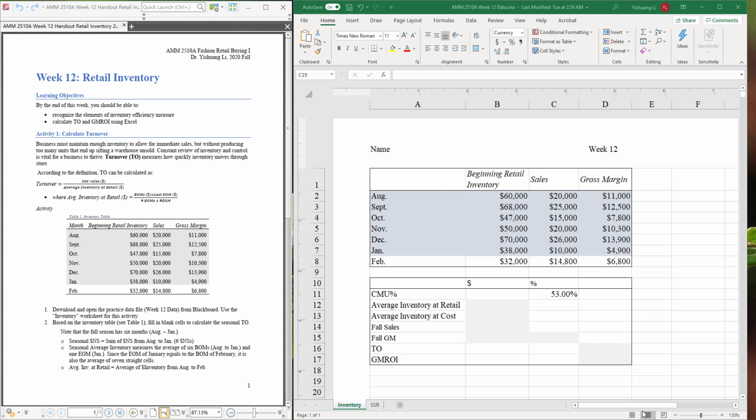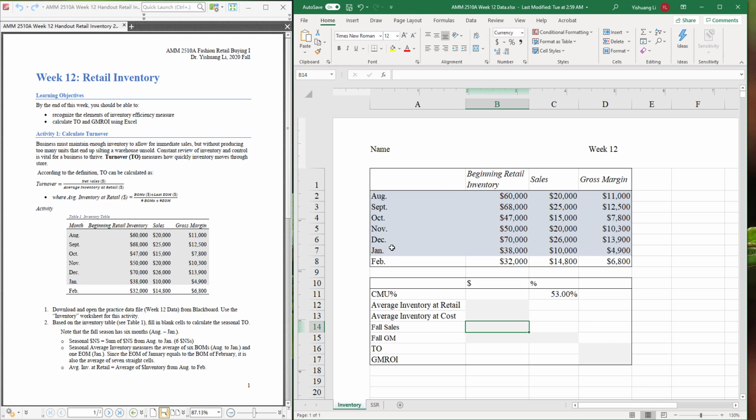So the first task we would like to do is to calculate turnover. To calculate turnover, we actually need two numbers. The first one is the net sale, and the second one is the average inventory at retail. Based on the table here, first we need to calculate the sales of the season. You can see that we actually have more than a season's numbers here. The fourth season starts from August to January.